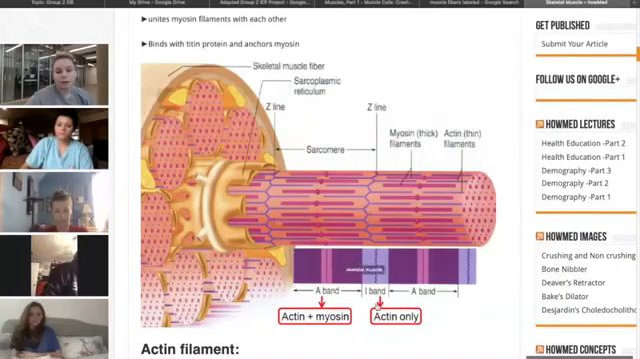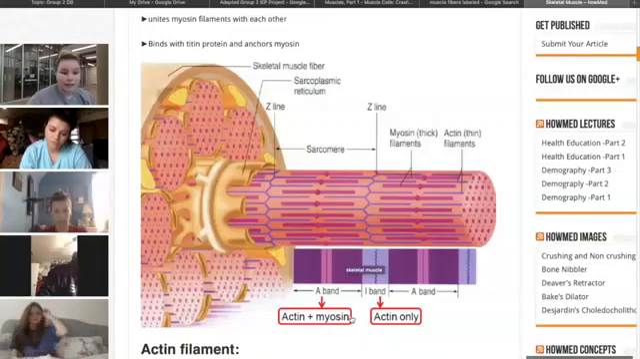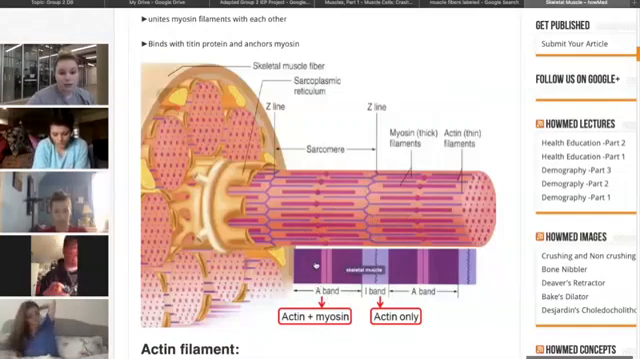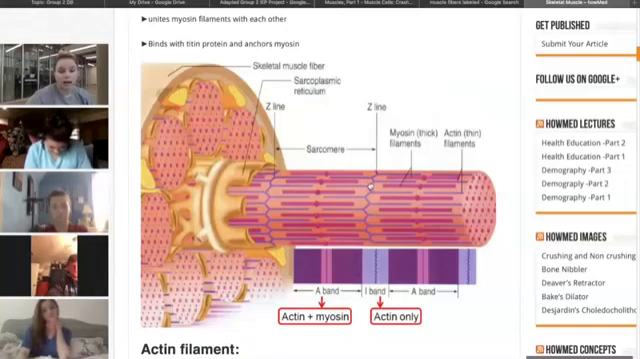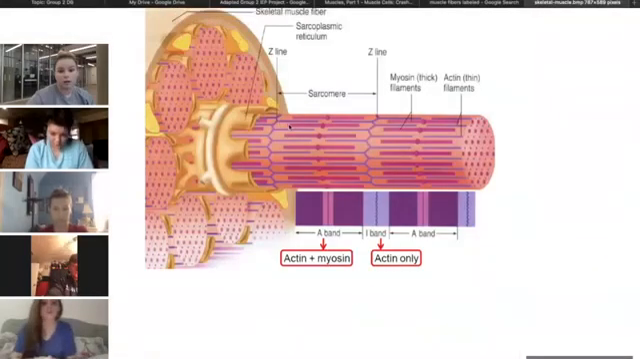If you go down here, we're looking at the A band and the I band. The A band has actin and myosin in it. This A band is looking at right here. These are the same thing, just a different way to look at it. And this I band is only the actin, because it's made up of that purple piece, the actin filament.